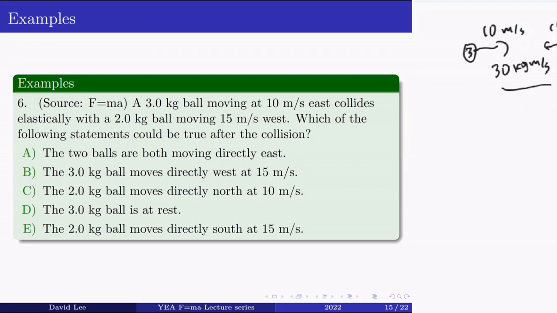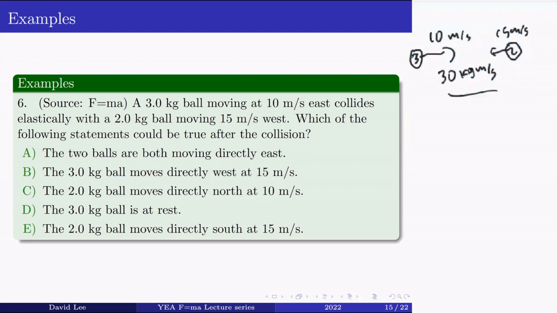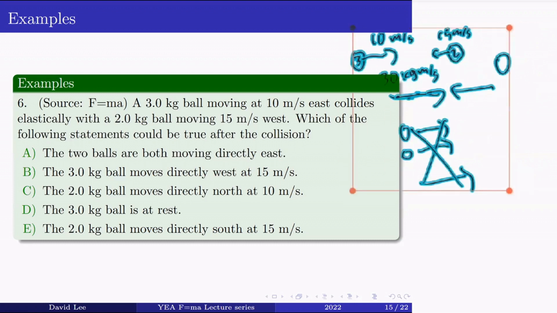All right. Oh, you probably can't see that. Let's move it over. What will happen if both of the balls are moving directly east? Well, if they're both moving directly east, then there will be a net momentum to the east, and that can't happen because initially the two momentums canceled out, right? There was 30 kilogram meters per second this way and 30 that way. So the total is 0. So we need the total momentum to be 0. Let's switch to this.